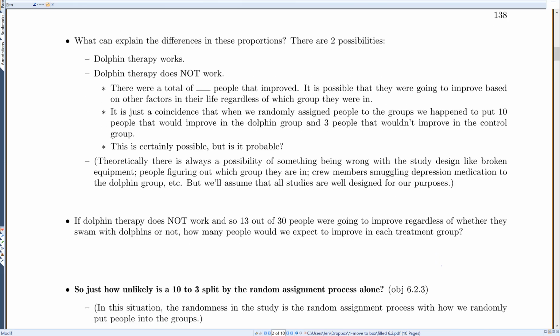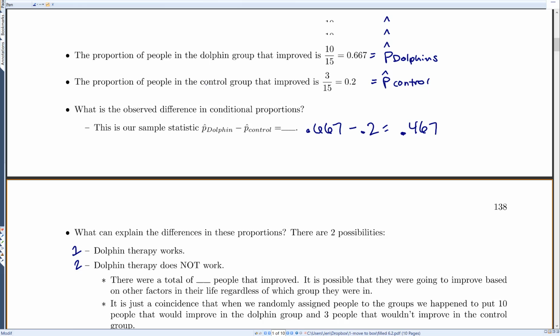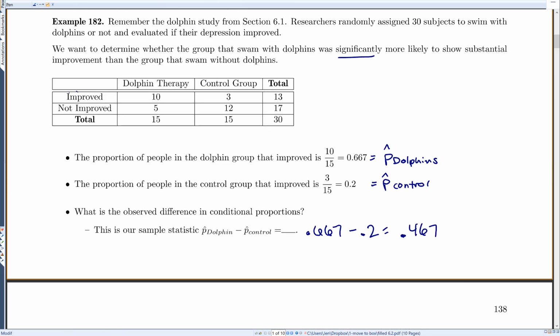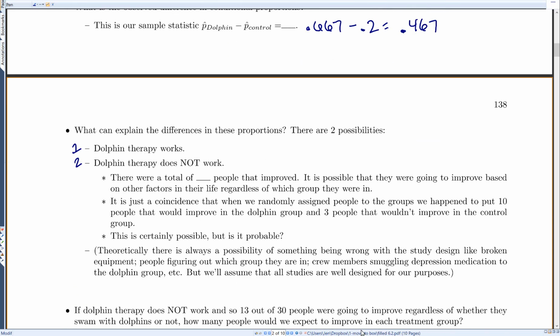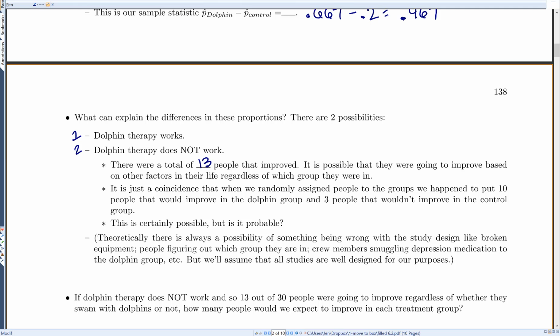Well, what can explain the differences in these proportions? There are two possibilities. The first one, number one, is that dolphin therapy works. And number two is that dolphin therapy does not work. So if you look back up at our table, if you look at the improvement row, there were 13 people total that improved and 17 that did not improve.